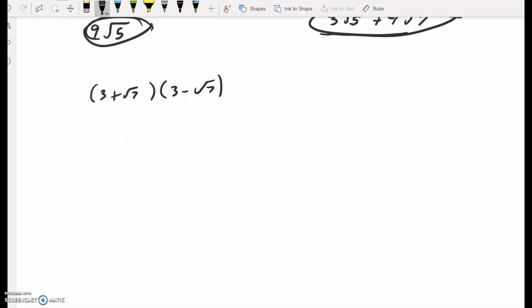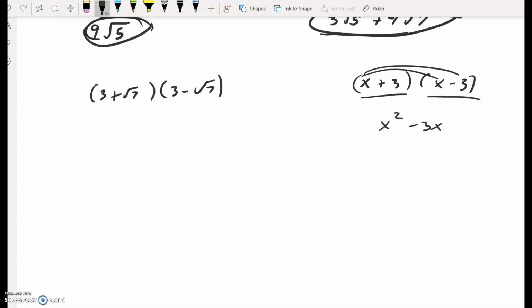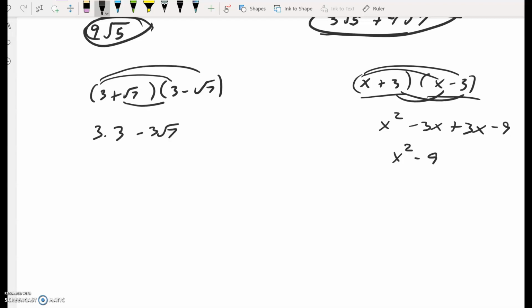So what do you do when you start to multiply these pieces? Well, this is a lot like x plus 3 times x minus 3. It's 2 terms times 2 terms. It's FOIL, and we get x squared, and we get minus 3x, and we get plus 3x, and we get minus 9, and we collect like terms, and so we have x squared minus 9. Well, what do we do here? We do 3 times 3, which of course will be 9, but I'll just do it later. Minus 3 times the square root of 7 plus 3 times the square root of 7 minus the square root of 7 times the square root of 7.